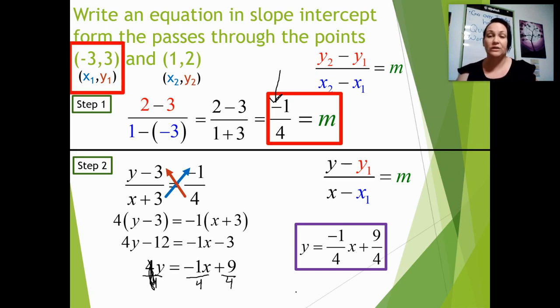So sometimes our answers are going to have fractions in them. It's just the way it is. And that's okay. Actually, it's less work for you guys because you don't have to actually divide. You're just going to leave it how it looks.